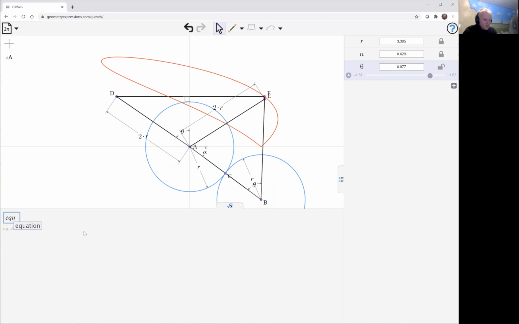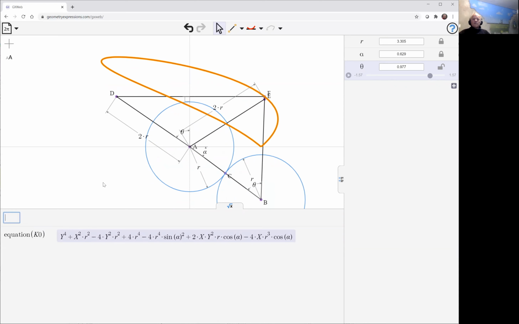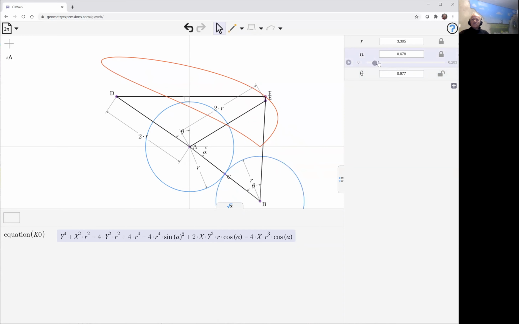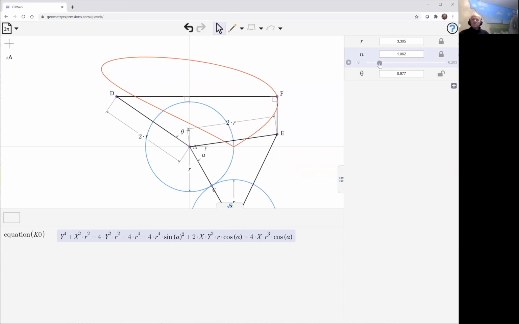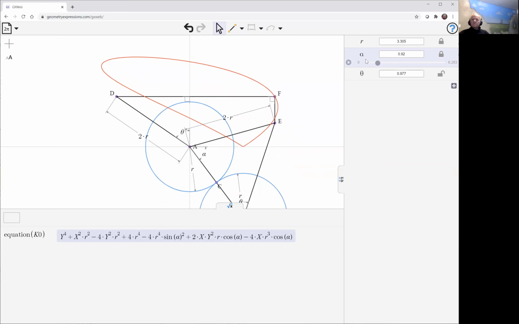Let's have a look at this equation. There's this fourth order equation. You see, we've got this sine alpha and cos alpha, so it depends on our parameter alpha, the particular shape of the curve. And so by changing alpha, we can have different shapes to that curve. And of course, we can animate over theta.